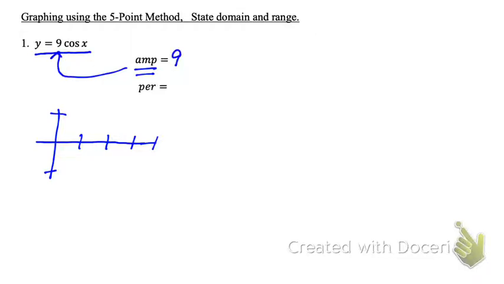So our amplitude for this graph is 9. Now what does that mean? That means our graph will hit a maximum height of 9 at some point in time and a minimum of -9 at some point in time, and 0 is right in the middle of those.